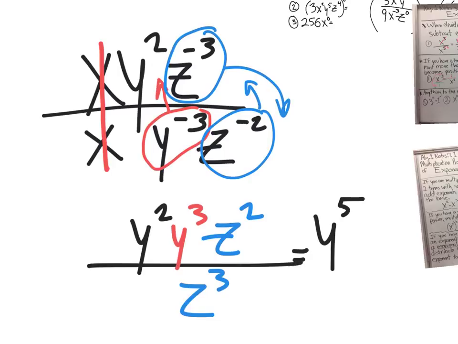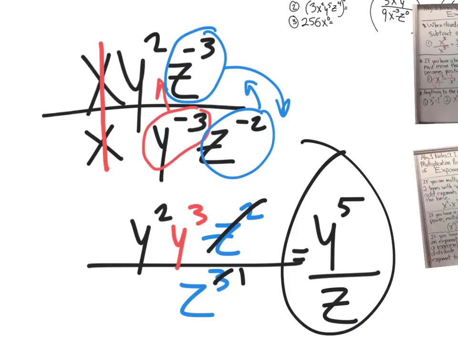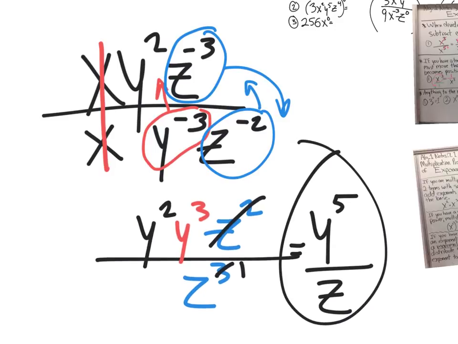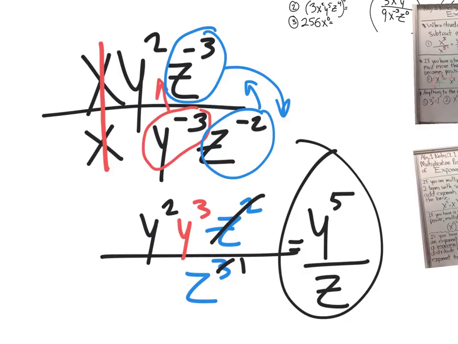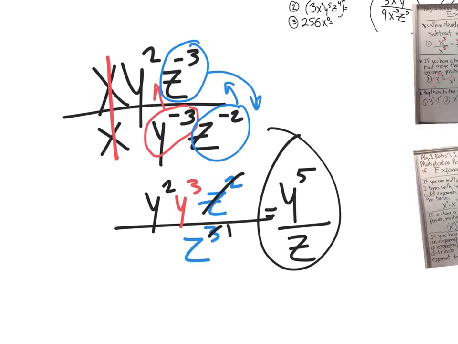So my answer is going to be y to the fifth over. Now, how about those z's? I have 2 z's up here and 3 z's down here. I could cancel out both z's with 2 of these 3, which leaves you only 1 z left on the bottom. So your final answer is y to the fifth over z. How does that taste? So I hope we understand this. Of course, we're going to have more practice.